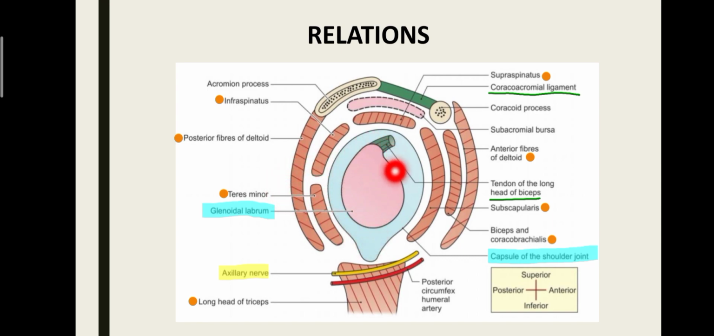And this pink colored part is your glenoid labrum, and this blue colored part is the capsule of the shoulder joint. See, there is a projection here, right? A green colored projection. This is actually the tendon of the long head of biceps brachii. So the tendon of the long head of biceps brachii is intracapsular, which means that the long head of biceps is actually originating within the capsule itself. So this is about the relations.